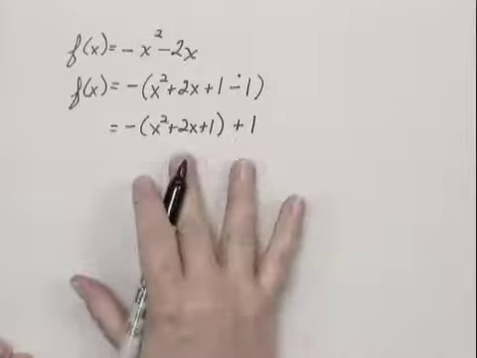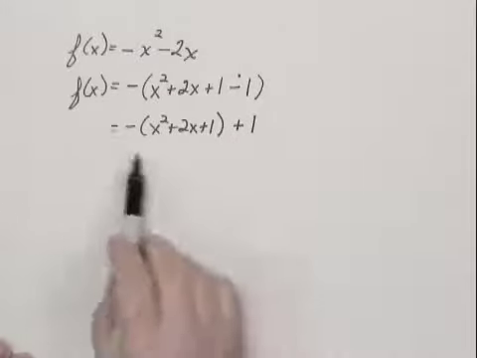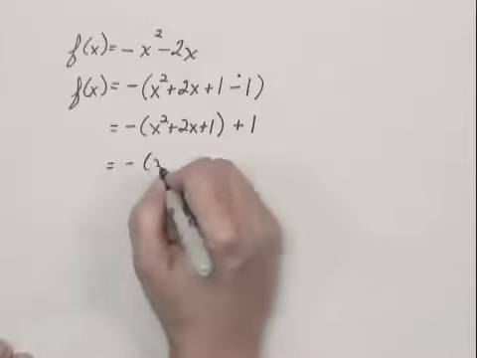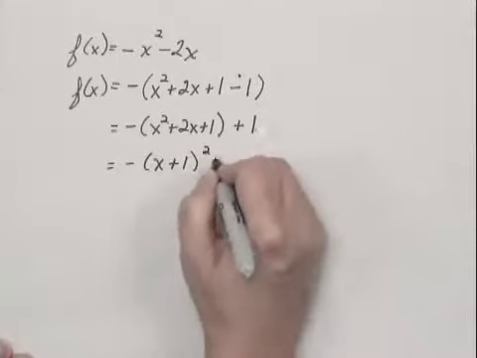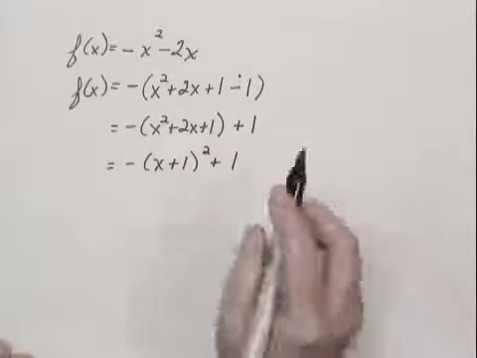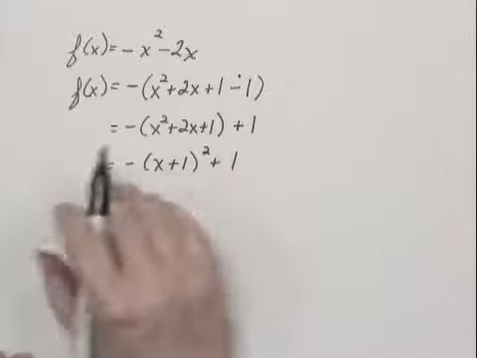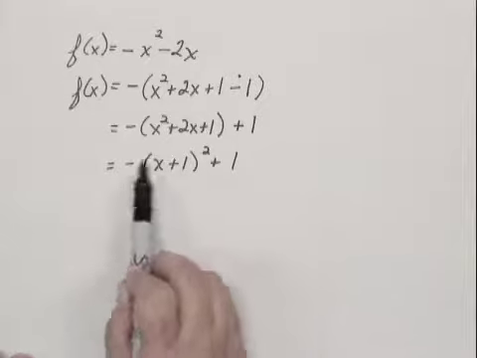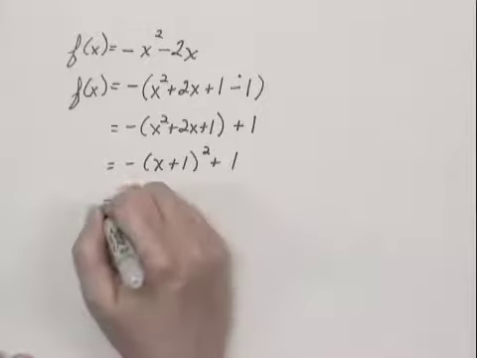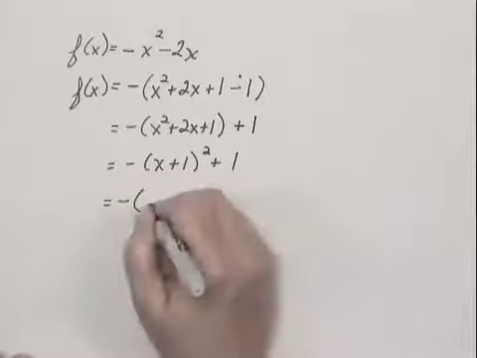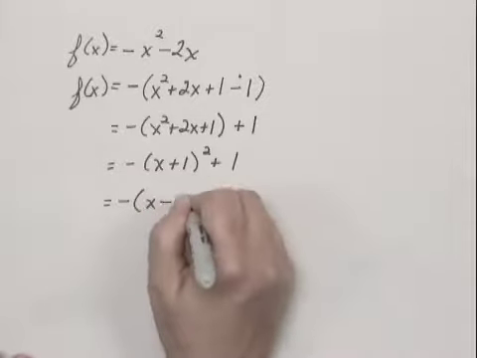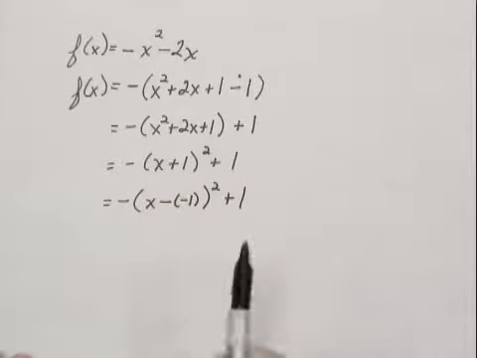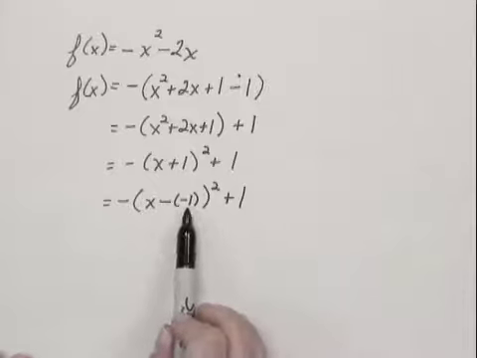So we now have something that's equivalent to our original function, but written in this form. And so we can write this as the opposite of x plus 1 squared plus 1. Now we're getting ready to read the vertex from this equation. We'll need to have x minus something inside the parentheses in order to read it directly from the equation. So I'll write that as the opposite of x minus -1 squared plus 1. The vertex then, read directly from here, is -1, 1.